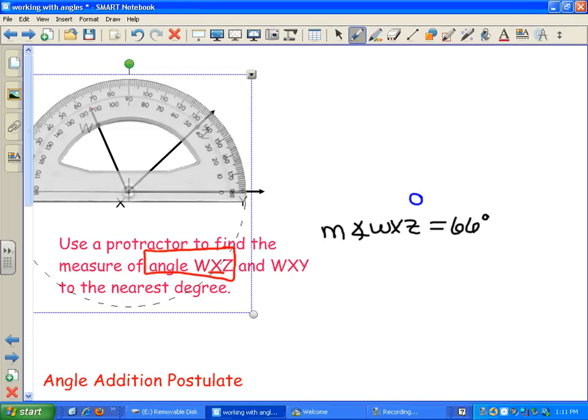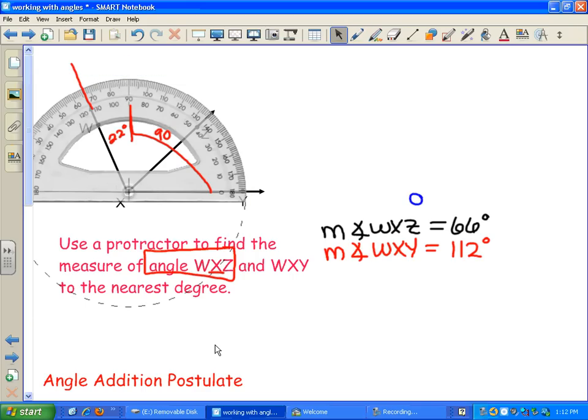So whatever number I pick, I need to make sure that I have an obtuse angle. I'm going to extend out ray XW one more time. When I come all the way around to here, I'm at 90. Then I'm going to add 10, 20, 22. So if I take 90 plus 22, that's going to give me the measure of angle WXY. 90 plus 22 is 112 degrees. So that's how we use a protractor.